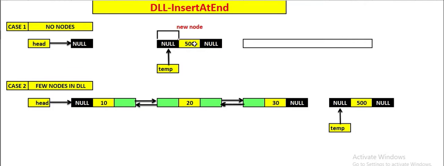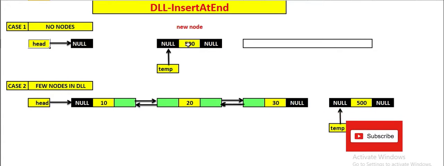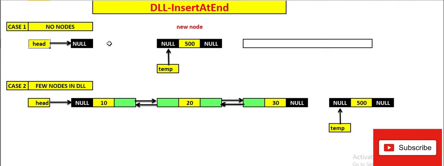Now, suppose we create a new node with the element as 500 and temp is referencing to this. So if there are no nodes, how can we insert at the end? Then definitely any node that is inserted will become the first node. Okay. So what we can do is that if we reference the head to the point where temp is pointing to, then this node can be inserted in the linked list.